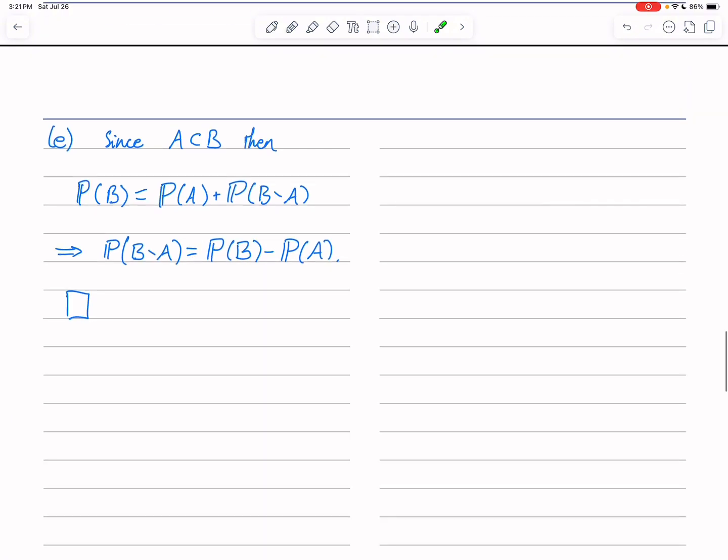Okay, let's move on to the last one. Again, we're going to assume that A is a subset of B. We're trying to prove the excision formula. And we've already seen that under this condition, the probability of B is equal to probability of A plus probability of B minus A. And then all we have to do is subtract A to the other side. When we subtract A to the other side, we get this, and that's the proof complete.